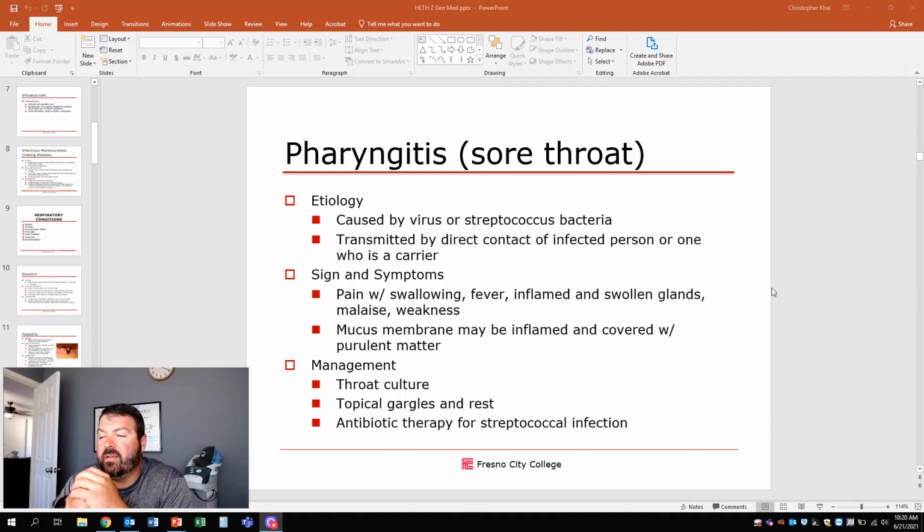Management, okay, throat culture, make sure it's not strep. Okay, always a big thing. Antibiotics will be prescribed if it is some kind of strep infection, or sometimes they might prescribe it just to get rid of whatever that bacterial infection is. But most of the time you just have to let it take its course.